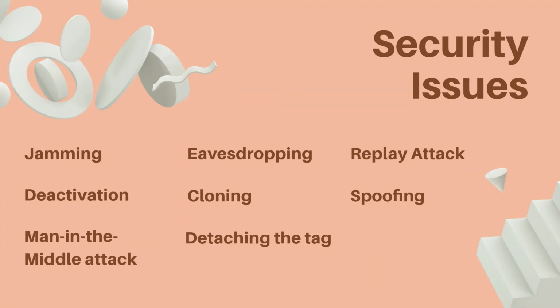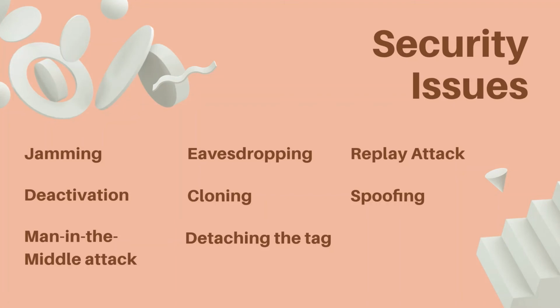Next is deactivation. This is an attack in which the attacker makes the RFID system useless by sending either delete or kill commands to the tag. This will either make the reader unable to identify the tag or even detect the presence of the tag even though it is in the range. Detaching the tag. In this type of attack, the tagged items can be switched with another item, making the reader think that it is the same original item.